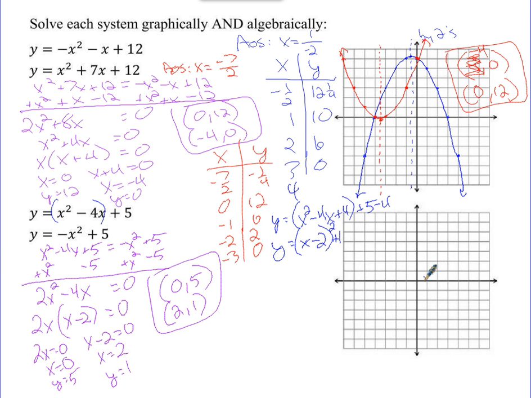Yeah, positive 2, 1, right there. That's my vertex, which makes that my axis of symmetry. Now what? Okay, easy numbers. First of all, I already know one other point right now. The y-intercept is 5. So I can mark that, 1, 2, 3, 4, 5, and I can reflect that across.